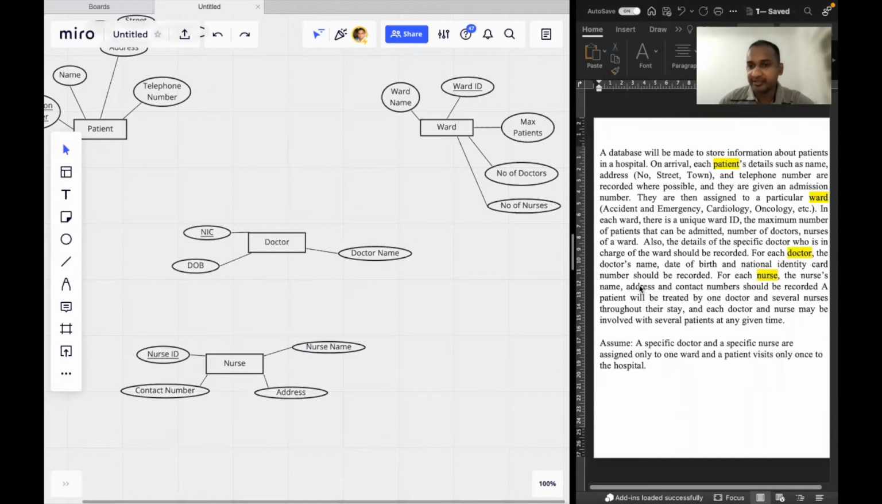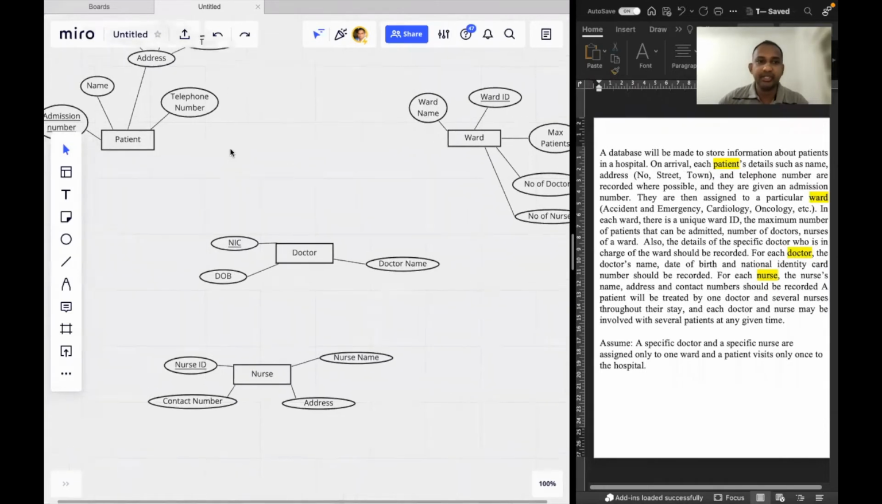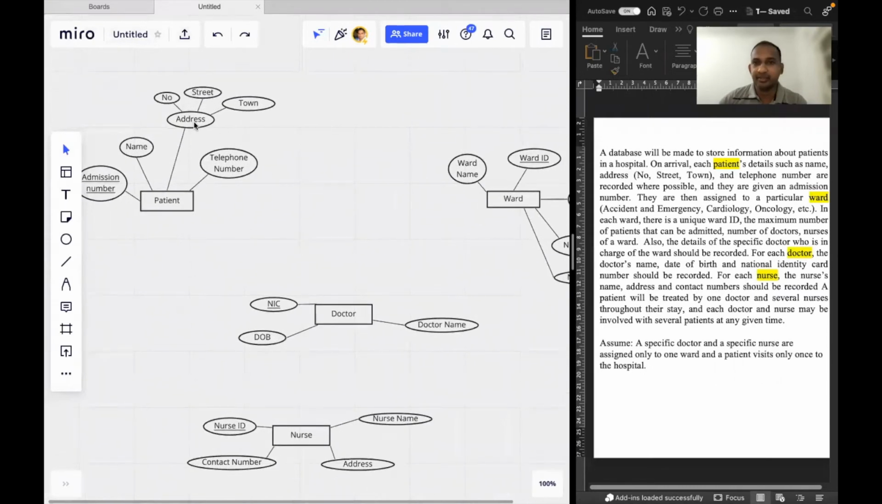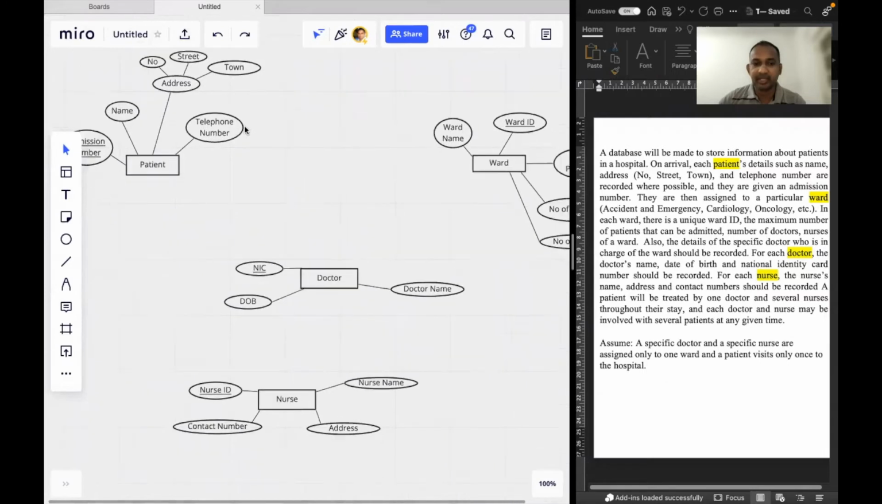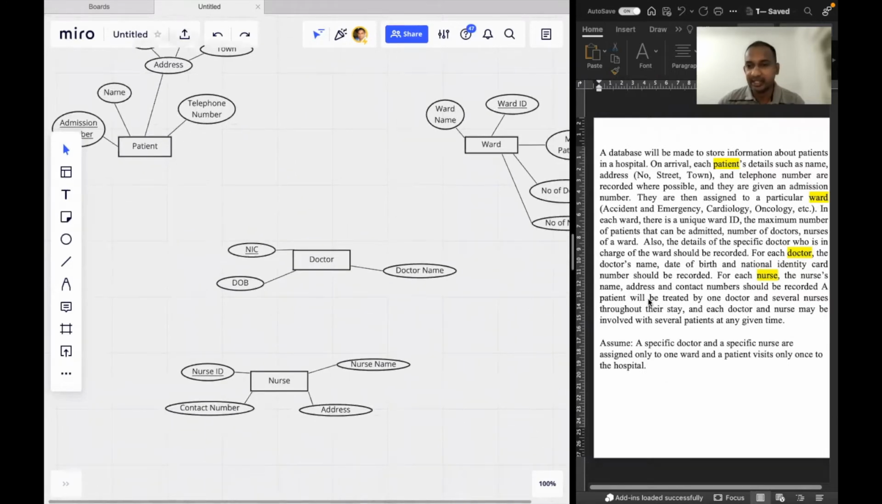So here address is a single attribute. When you come to the patient, the address consists of number, street, and town. It's mentioned that it is required. Then we draw it as a composite attribute: number, street, and town. But in the nurse entity, the address is enough as a single attribute. Therefore, we can put the address as a single attribute.